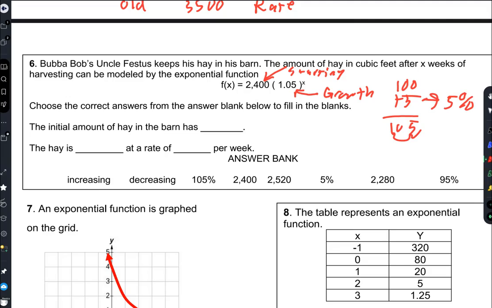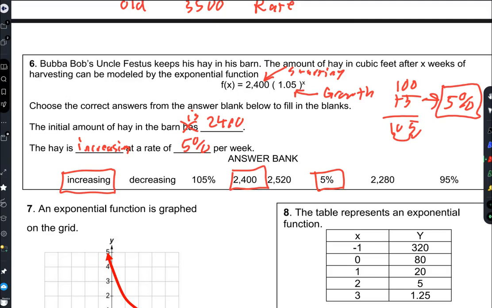The initial amount of hay in the barn is 2,400. The hay is increasing at a rate of 5% per week. So for this one right here, you had to get the 5 from the 1.05, didn't you? It's not growing by 105%, just 5%.